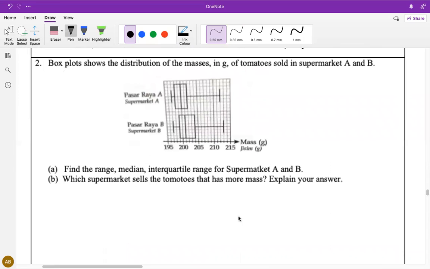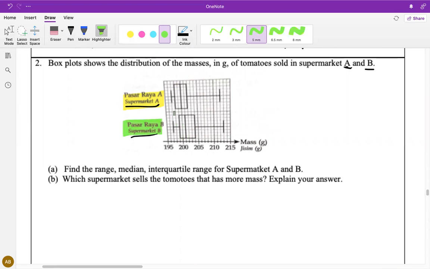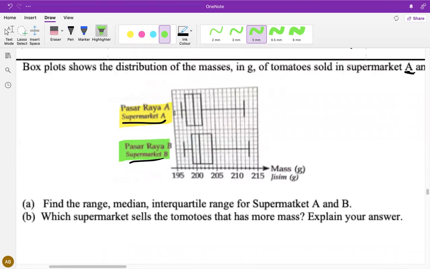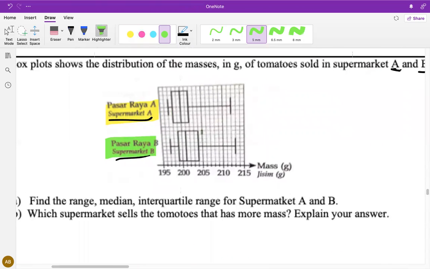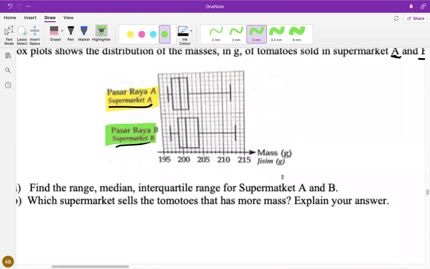The dot plot shows the distribution of the mass of tomatoes sold in supermarket A and supermarket B. Okay, let's make it bigger. Can you see? Find the range, median, and interquartile range for supermarket A. You can see here, all right, let's use red color.